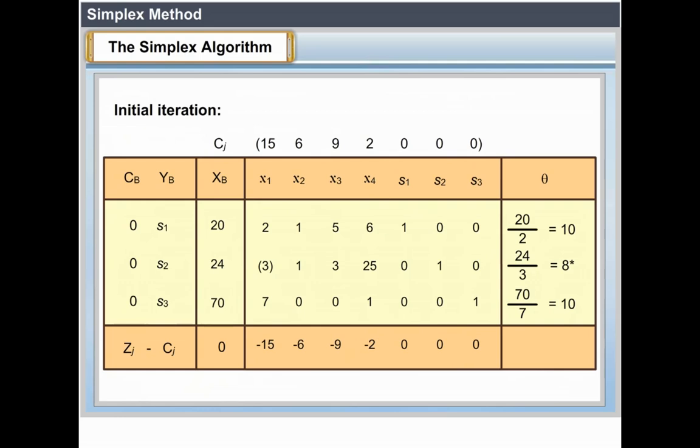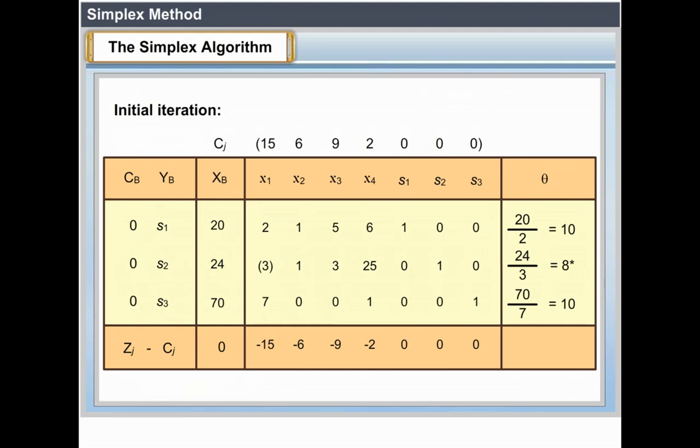First row, 0 for CB, S1 for YB, 20 for XB, 2 for X1, 1 for X2, 3 for X3, 4 for X4, 1 for S1, 0 for S2, 0 for S3. Second row, 0 for CB, S2 for YB, 24 for XB, 3 for X1, 1 for X2, 3 for X3, 25 for X4, 0 for S1, 1 for S2, 0 for S3.